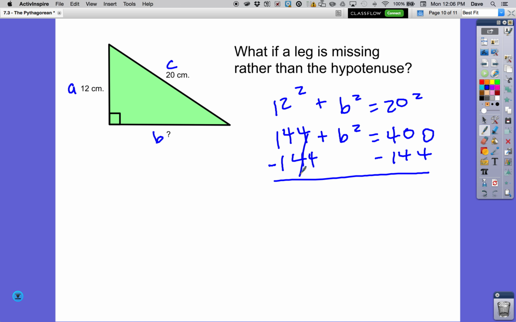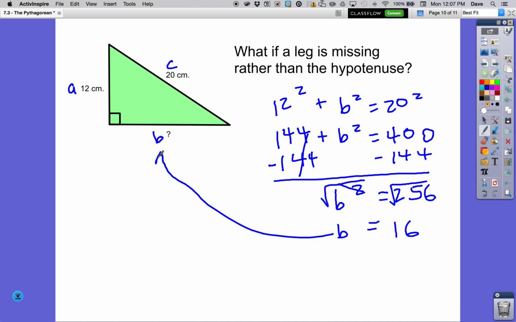And so here these cancel. And I get b squared equals, what is that going to be? 256. Alright, so now we undo the square by square rooting once again. So I get b equals, and I believe this is 16. So 16 units for b.